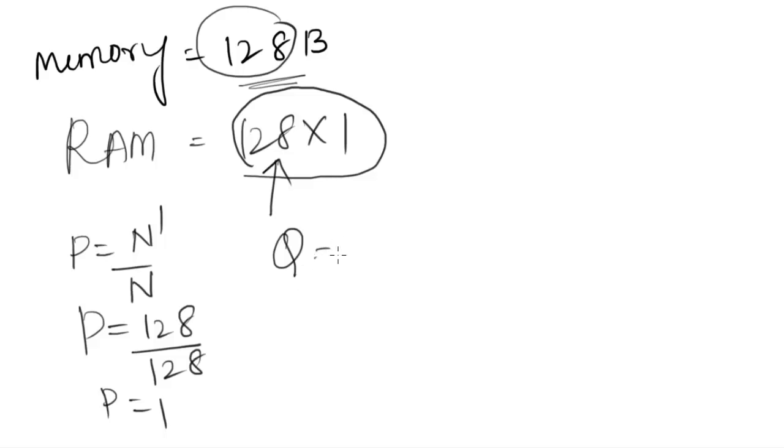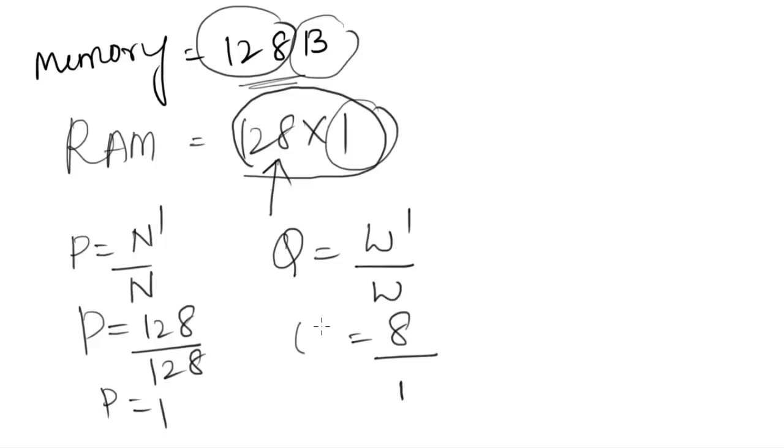Next take the Q value. Q value is w dash by w. W dash is bytes. Byte is nothing but 8. And w value is 1. So Q value is 8 and P value is 1. Now how many chips are required? P into Q is nothing but 8 chips are needed.